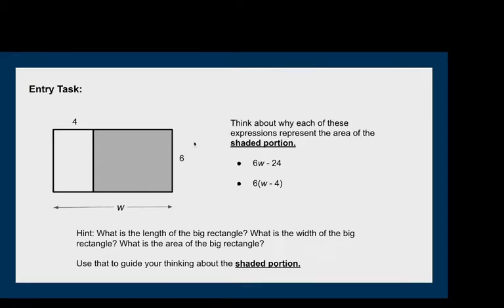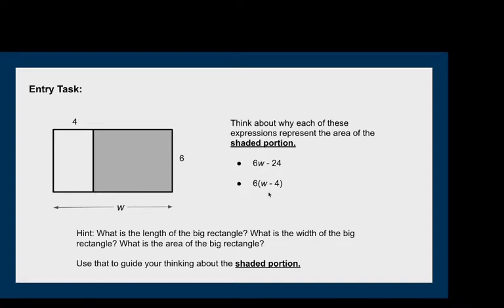And so if we look at this entire rectangle, we know that 6 times w would give us the area of the big rectangle. Well, we don't want the big rectangle, we want the small rectangle. So we have to take the big rectangle, and then we could subtract this area away. And we know that 4 times 6 is 24. And so if we did 6w minus this 24, we would get the area of the shaded portion.